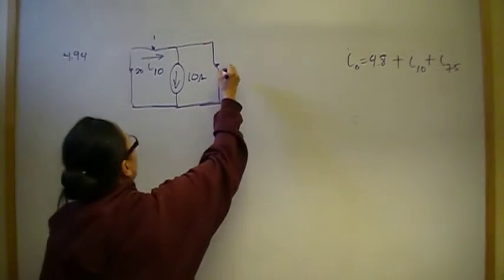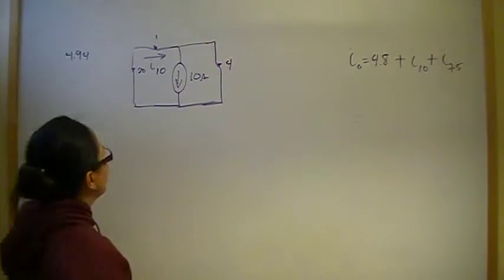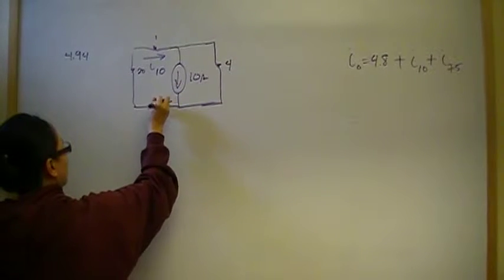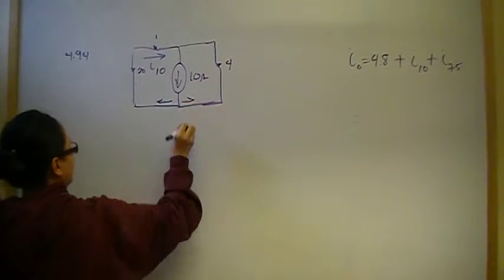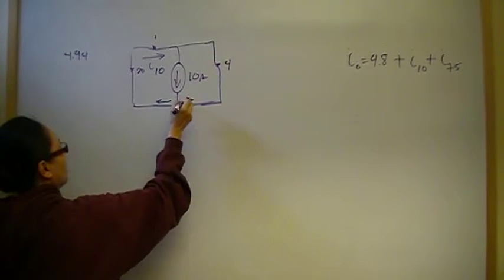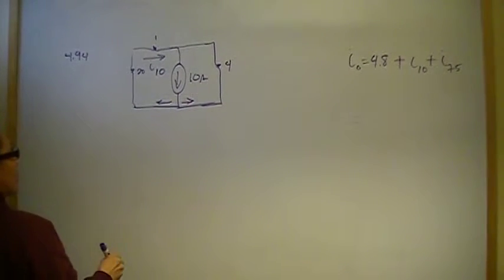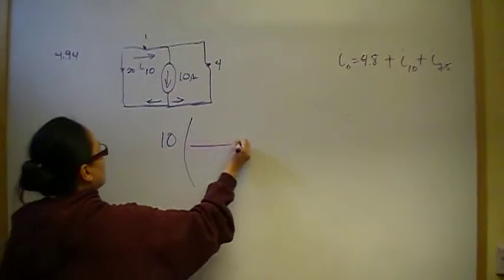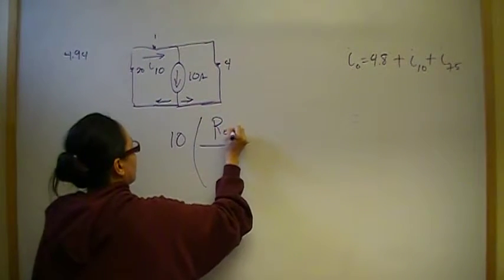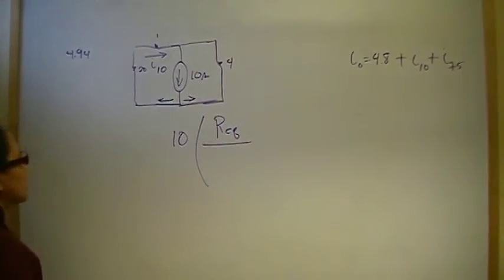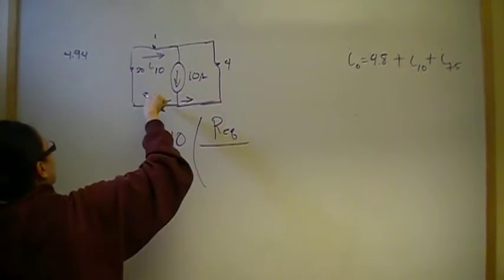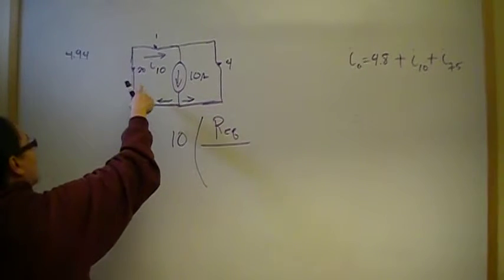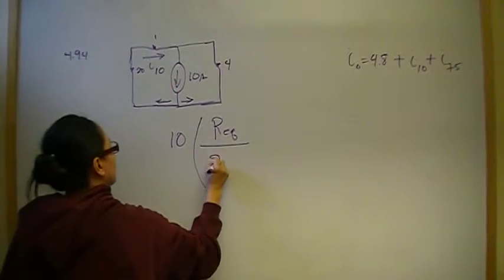So we're going to use current division again. Current division says this is going to split a little piece here and a little piece there. A total of 10 amps will split, some equivalent Req over the branch that you're interested in. The branch that I'm interested in is this branch right here. So that's going to be 20 plus 1.